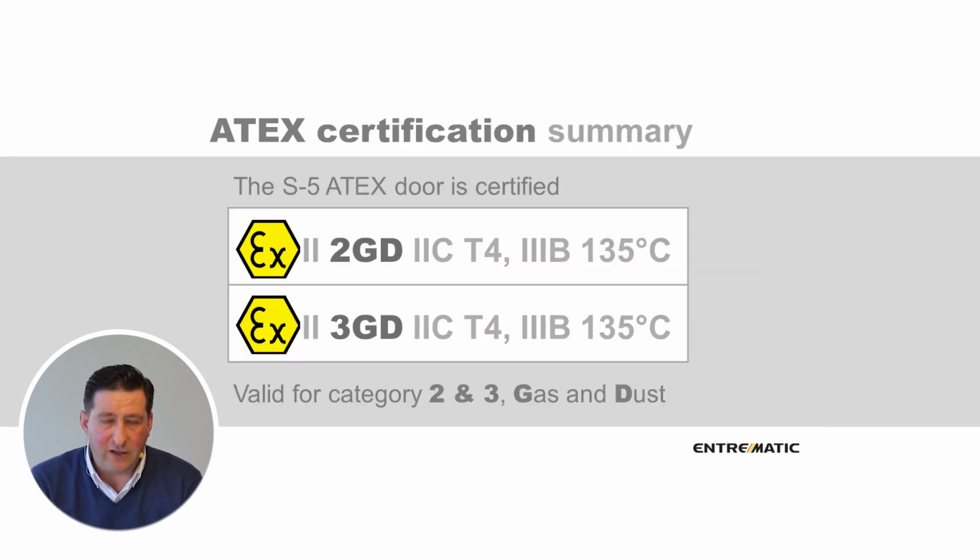So in the next part of the string we see 2 GD and 3 GD. The 2 and the 3 are the category that our product receives after certification. And the G and the D stand for gas and dust. This means that it is valid for a category 2 gas and dust, and the next one is valid for a category 3 gas and dust. So this gives a better understanding of the technical explanation of the certification string.